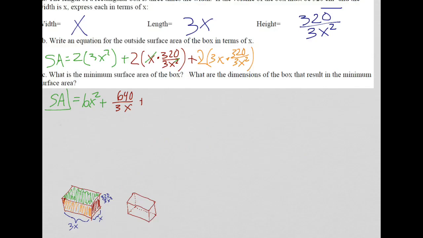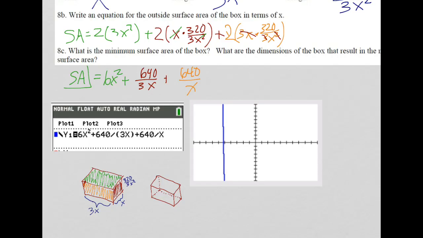And then finally, my yellow term is actually pretty nice, because if you will notice, I've got 3x there, and I've got a 3 and an x there that I can get rid of. So this one is going to become 640 divided by x. So let me get some screenshots for you.